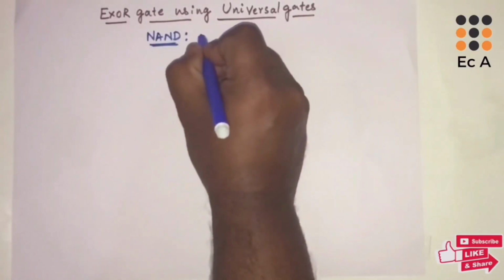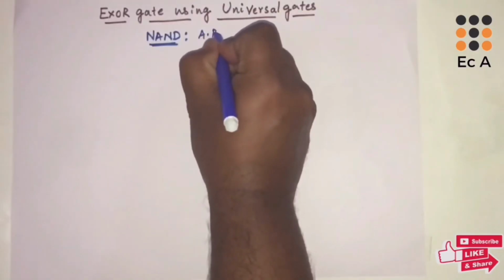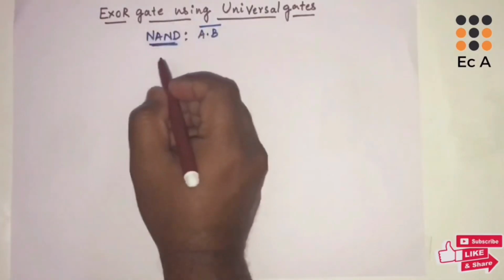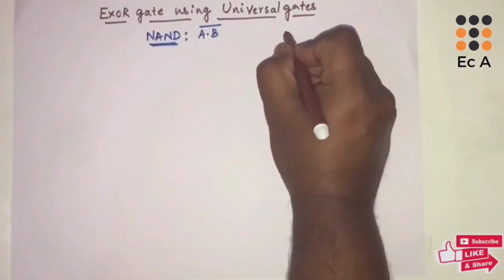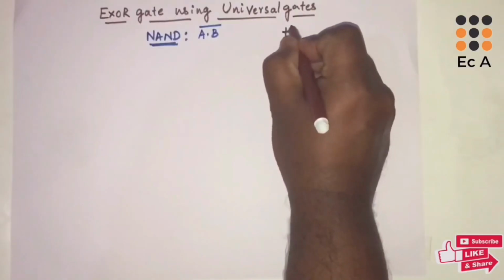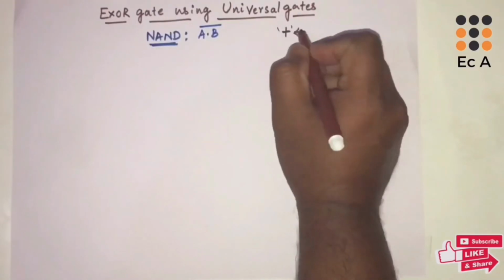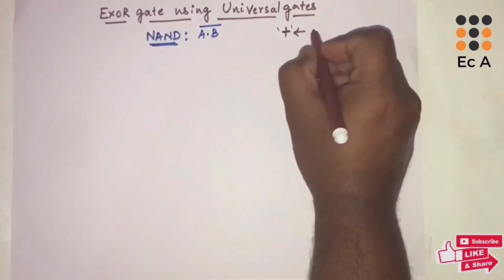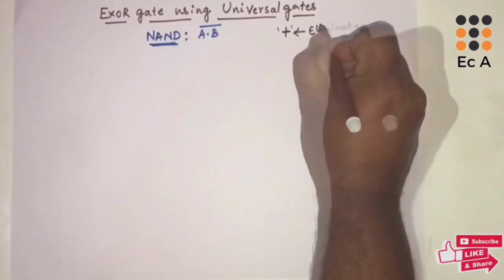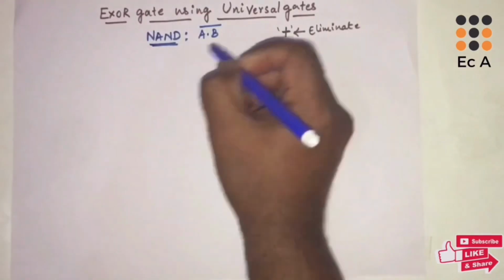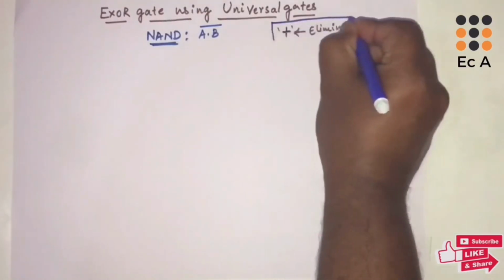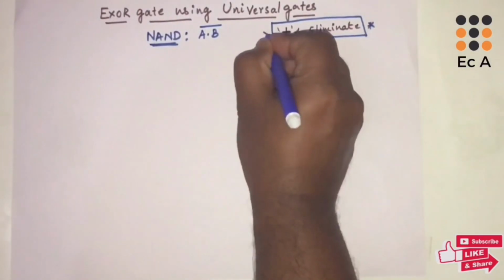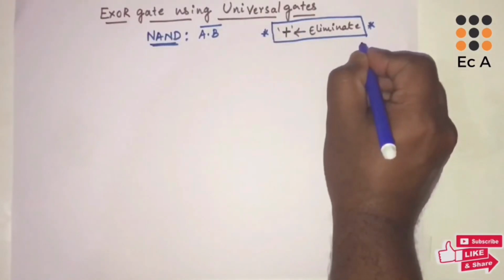We know the expression for NAND gate is A dot B whole bar, and always remember, to implement any Boolean expression using NAND gate, we always need to eliminate the plus sign in a given Boolean expression. So we need to eliminate the OR operation. If you remember this, you can implement any given Boolean expression using NAND gate. This is very important, you need to remember.